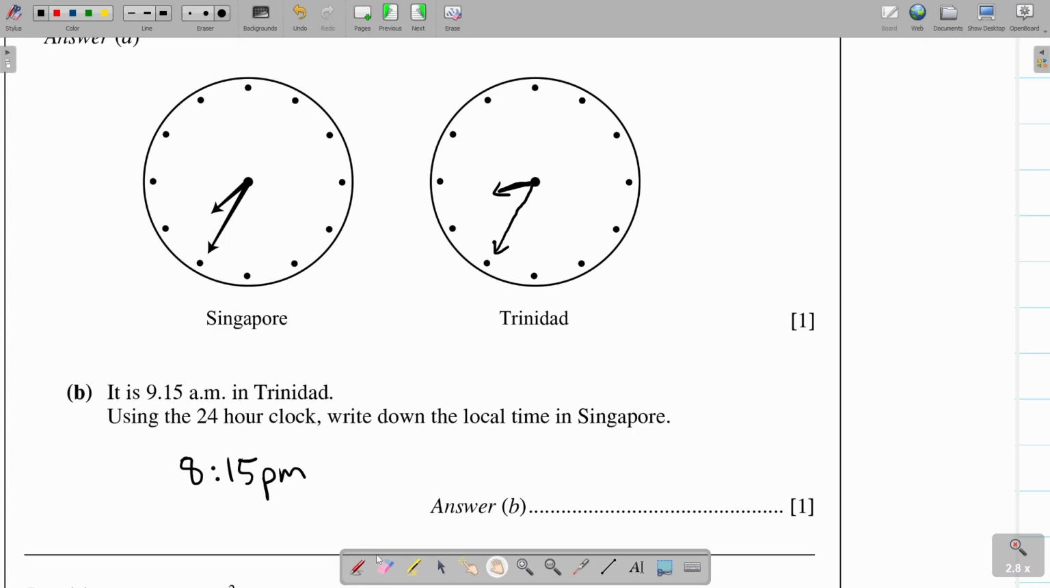Either way, 8:15 p.m. in Singapore. But because they're asking for a 24-hour clock, if you have a p.m., all you have to do is add that amount to 12. So you get 20:15, and then you don't need the p.m. because on a 24-hour clock, the numbers tell you what the AM or the PM is. So the answer would simply be 2015.